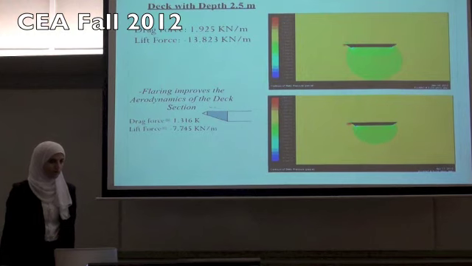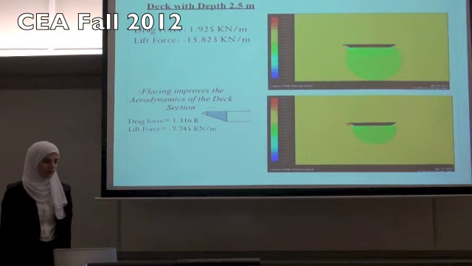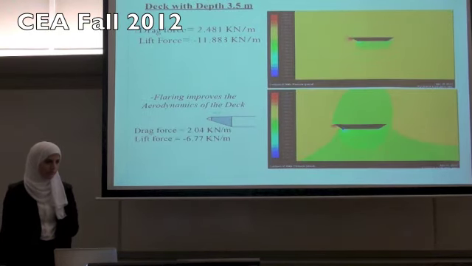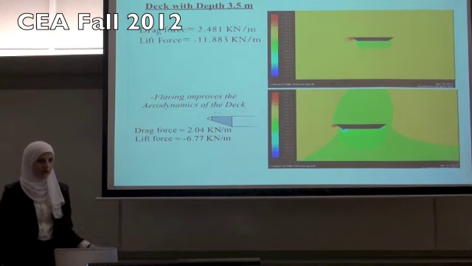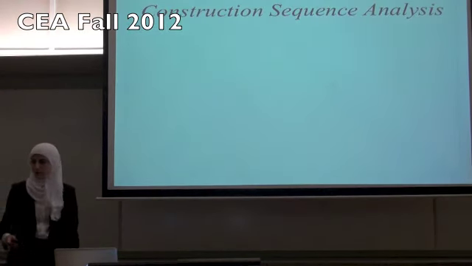Therefore, the recommended cross section in our analysis is the one with a flaring part. And this is with the 3.5, we have a varying depth in the cross section. And now we are going to move to the construction sequence analysis.